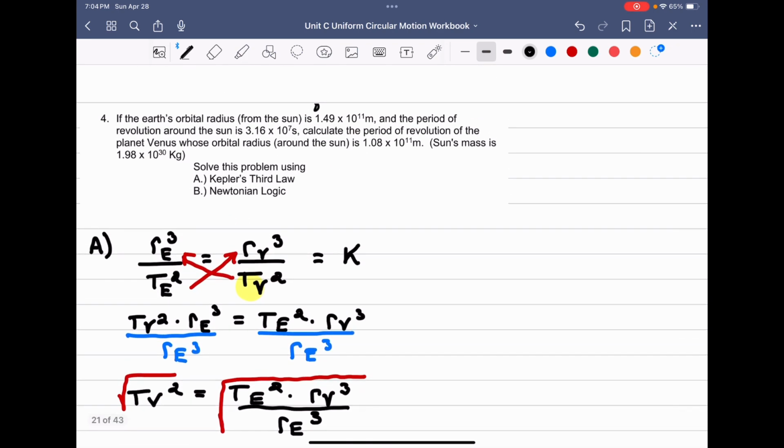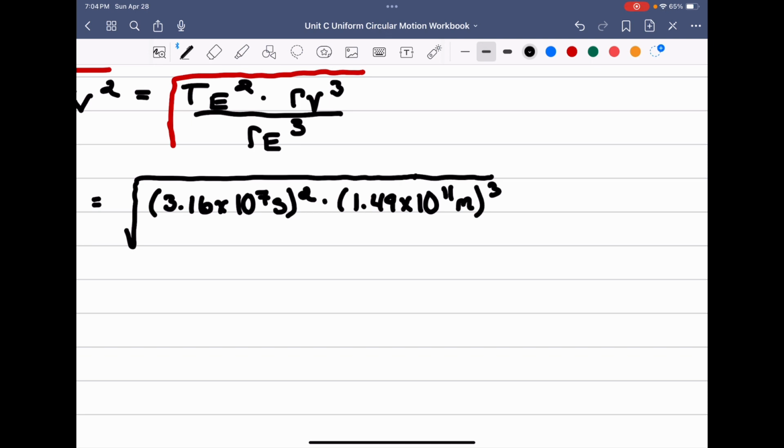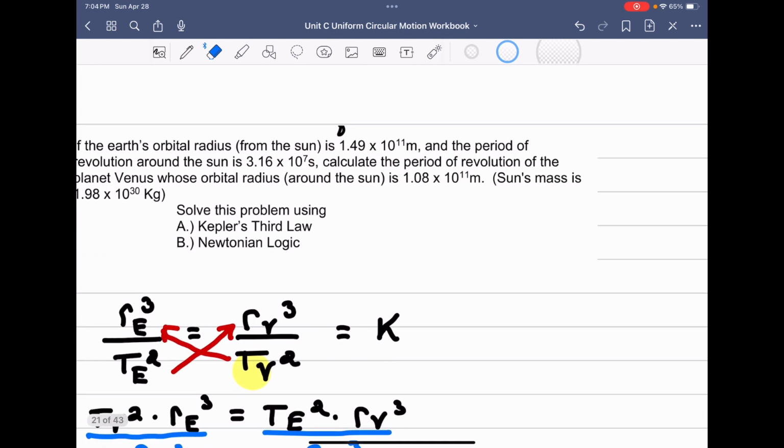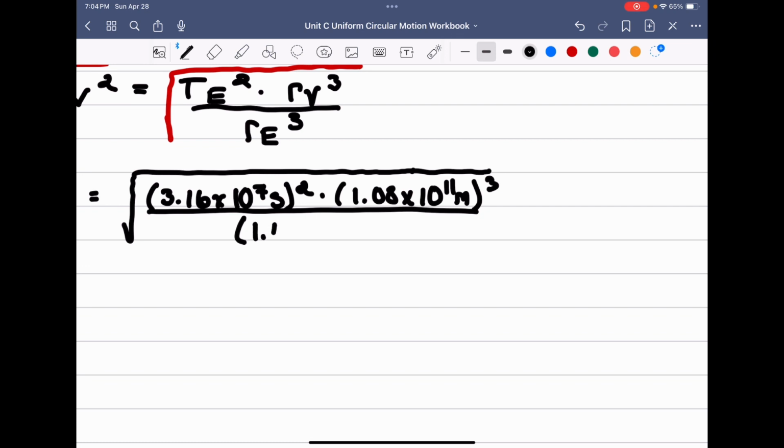Let's just go up here and get that value: 1.49 times 10 to the 11. And because it's a radius, we're going to cube it. Oh, I just got to make sure I put the radius of Earth in the denominator. So the 1.49 needs to be placed in a different spot. Rather, I need to put the radius of Venus there. Radius of Venus is equal to 1.08 times 10 to the 11 meters, so that should be the one in the numerator. And then in the denominator, that's where we're going to put this 1.49 times 10 to the power of 11 meters, and this will be cubed.